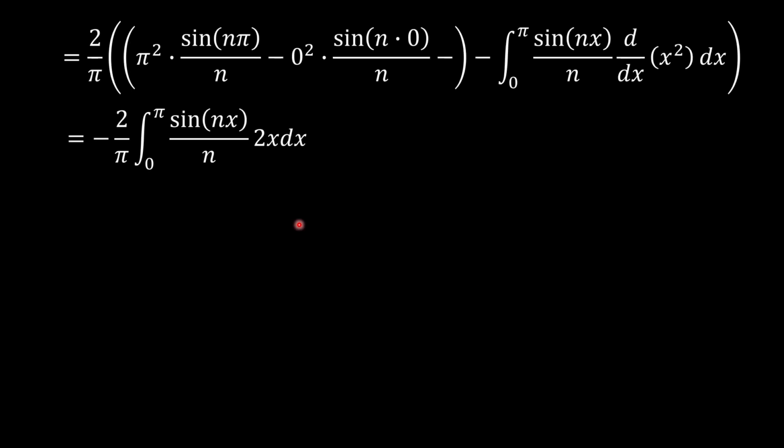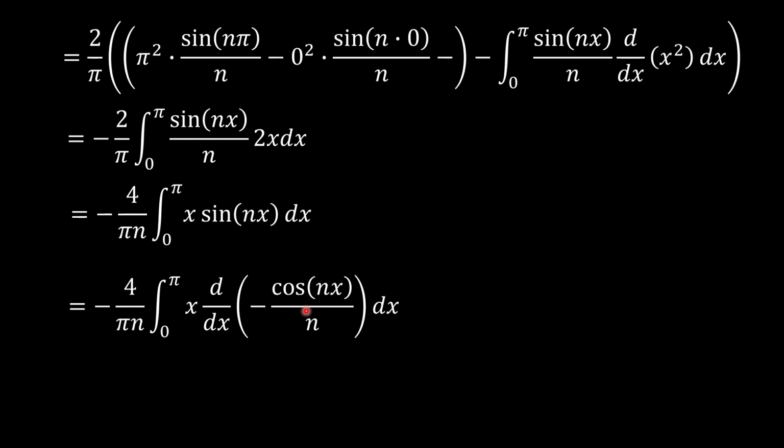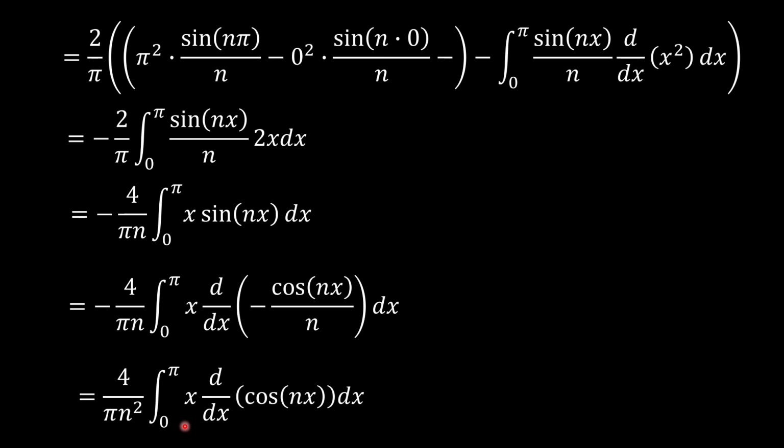And so we have negative 2 over pi, the integral from 0 to pi of sine nx over n, where the derivative of x squared is 2x. And then we can pull the 2 out. We have 4 over pi n. We've pulled the n out, and then we can re-express sine nx as the derivative of negative cosine nx over n. We can pull the negative out, and negative times negative becomes positive. So we have 4 over pi n squared times the integral from 0 to pi of x times the derivative of cosine nx. Again, integration by parts.